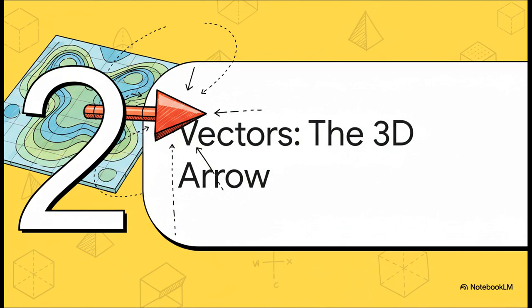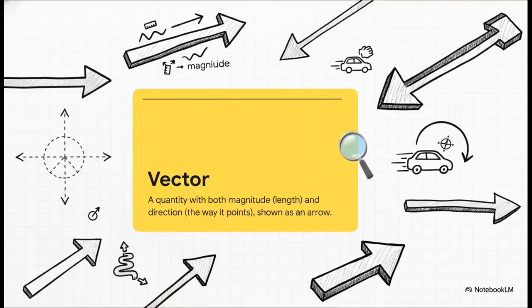All right, so we've got our 3D map set up. Now it's time to introduce the main character of this whole story, the vector. So what is a vector? It's basically just an arrow floating in space. That's it. But this arrow tells you two super important things. First, how long it is. That's its magnitude, which you can think of as its strength or its power. And second, which way it's pointing. That's its direction. So things like force or speed, or even just moving from one place to another. Yep, those are all vectors.